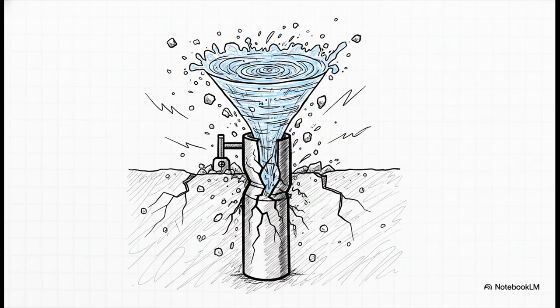If we extract water way too fast, we cross a dangerous threshold called the critical yield. At that point, the water velocity becomes so intensely high that it actually dislodges soil particles. This leads to something called sand pumping, which degrades the water quality and can literally cause the entire well structure to collapse and fail completely. No way do we want that.